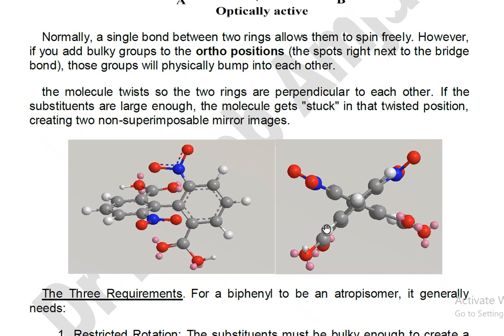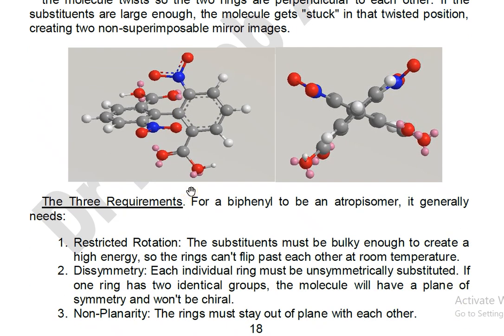So this type of stereoisomer exists because there is no free rotation between the two cycles. That means this cycle cannot rotate. So what is the condition for molecules of this type to be optically active? We have three requirements, that means three conditions to be optically active, in biphenyl compounds.